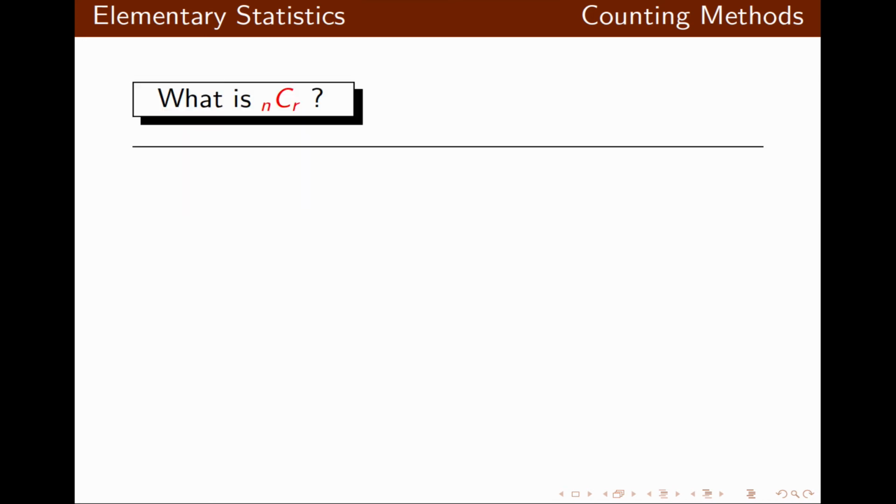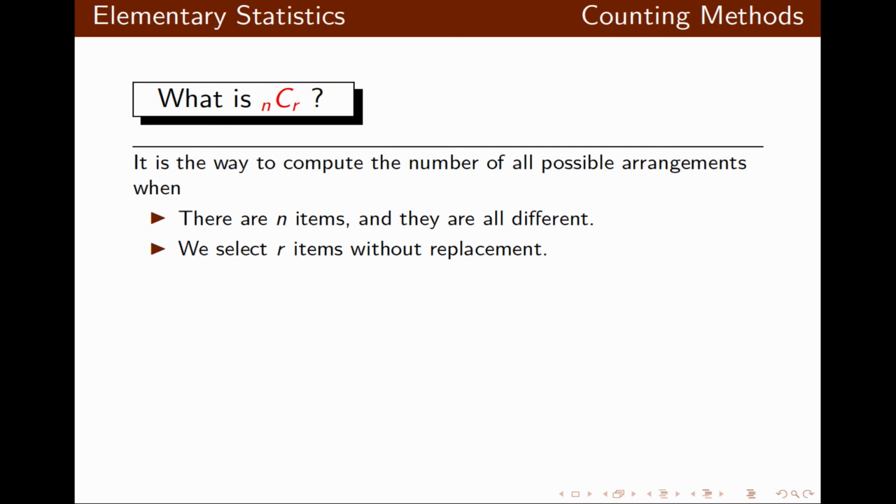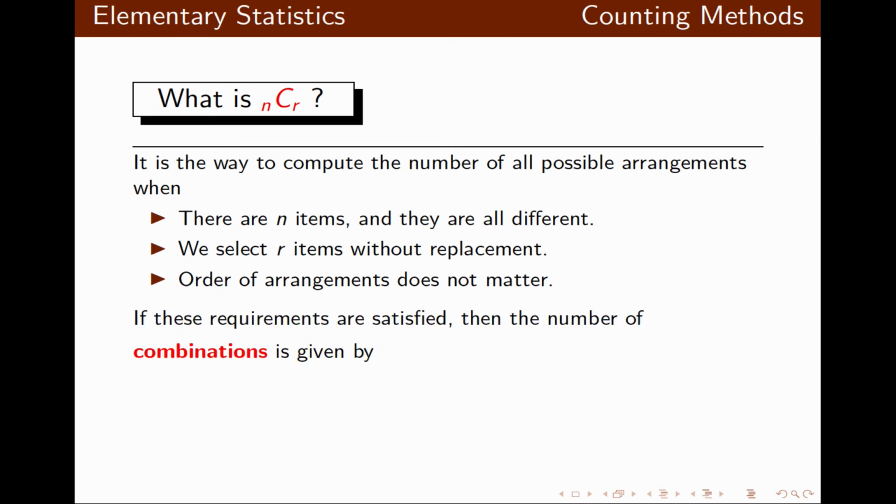Now, what is nCr? It's the way, again, to compute the number of all possible arrangements when there are n items and they're all different. We select r items without replacement. But in this case, order does not matter. If all these conditions are satisfied, the number of combinations is given by the formula for nCr, which is n factorial divided by the product of r factorial and the quantity n minus r factorial. The major difference between nCr and nPr is that in nCr, order does not matter.